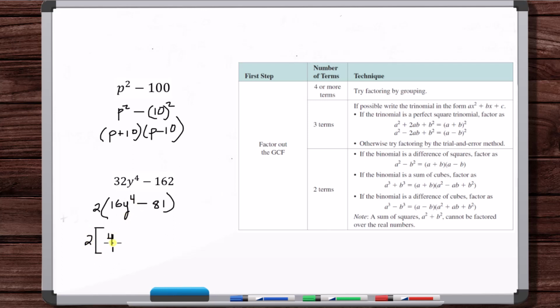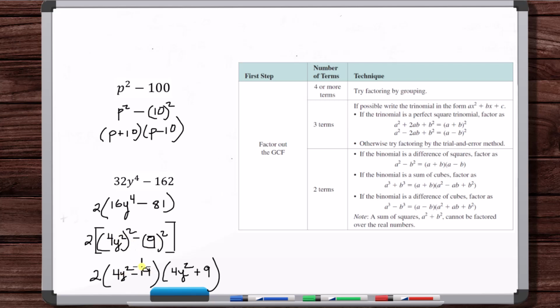So we've got 4y squared minus 9 squared. Okay, so, all right, so 4y squared minus 9, 4y squared plus 9, right? This is a squared minus b squared. This is the a, this is the b.